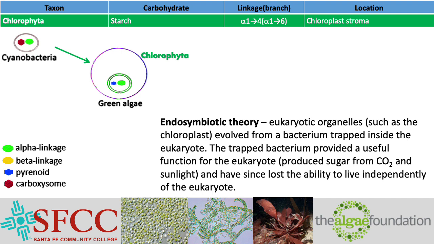The trapped bacteria provided a useful function for the eukaryote, in this case producing sugar from CO2 and sunlight, and these symbiotic bacteria have since lost the ability to live independently of the eukaryote. We will devote a lecture to the endosymbiotic theory and the origin of chloroplasts later.